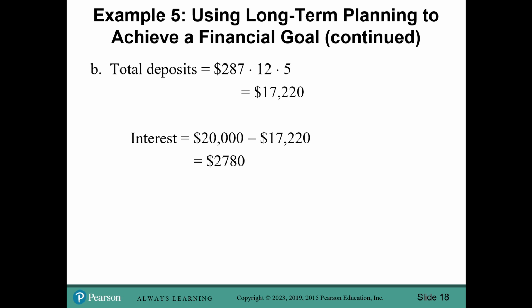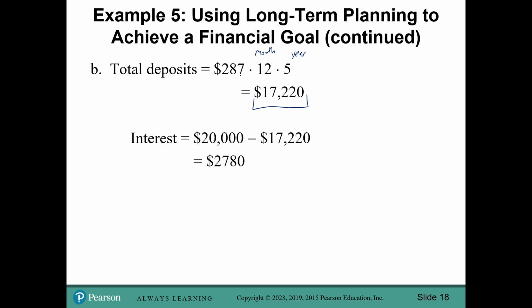Okay, so let's look at the total deposits we've made over these 5 years. So the 287 is what we're depositing every month to reach our goal. Okay, we solved for that in part A. 12 is the number of months in the year, right? Because we're depositing once a month, and 5 is the number of years that we're depositing over. So the 287 times the 12 times the 5 multiplies to give you a total deposit amount of $17,220.